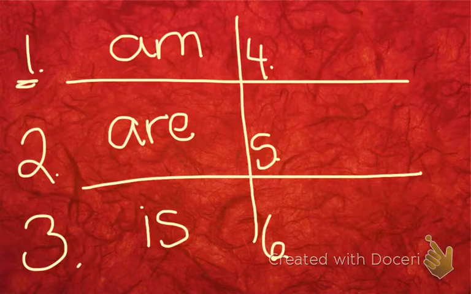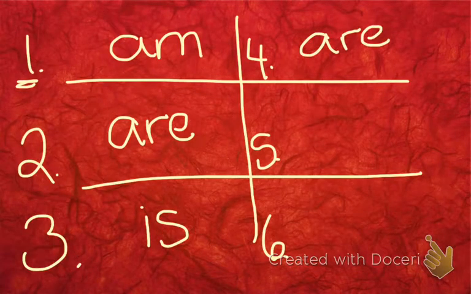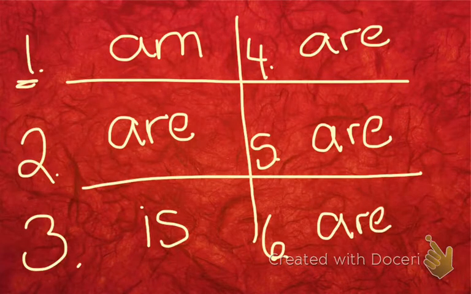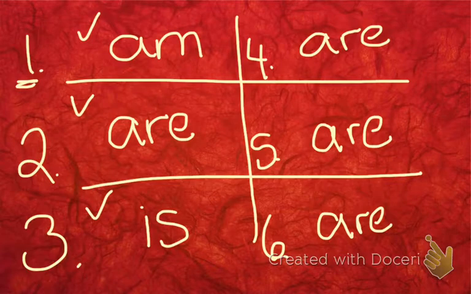Then we go over to our plural side, and we would put are, because we say we are, or you and I are. And in box number 5, we would put are, because we say you all are. And in box number 6, we would put are, because we say they are. So this is how it works in English. And you can see that there are only 3 forms in English. You have am, are, which we use 4 times, and is. But really, there's only 3 forms.